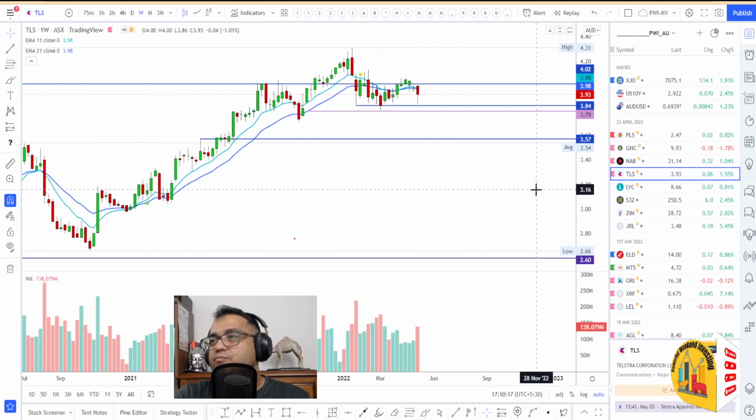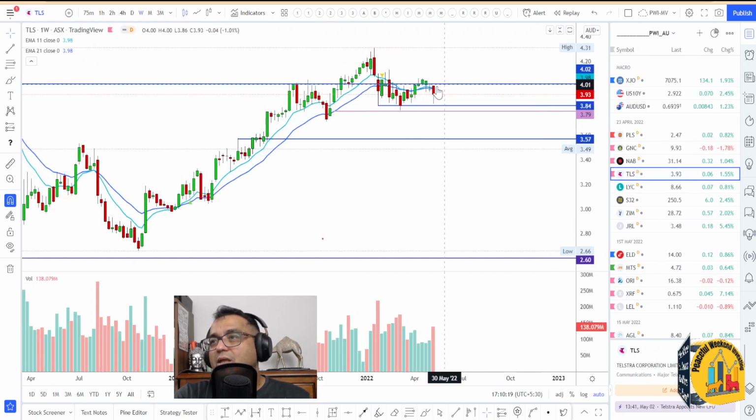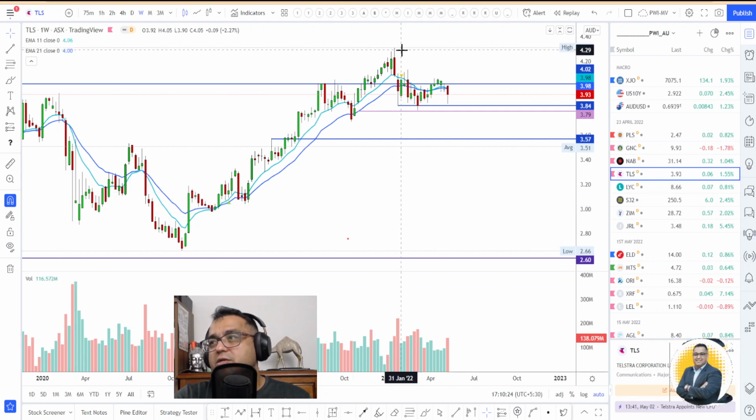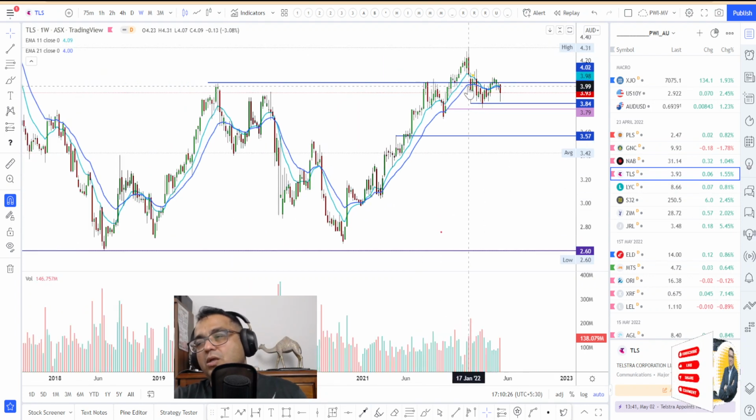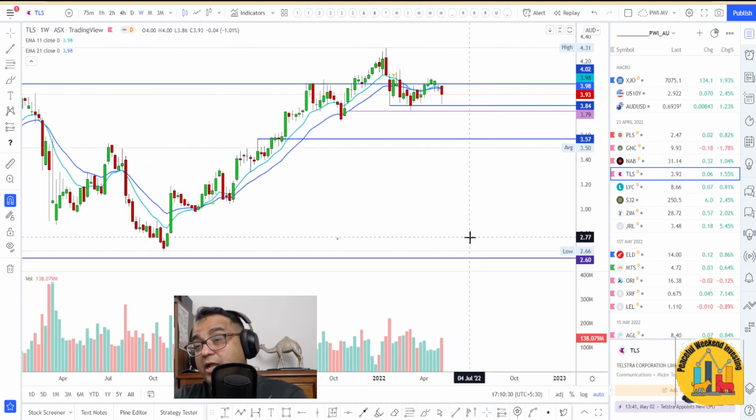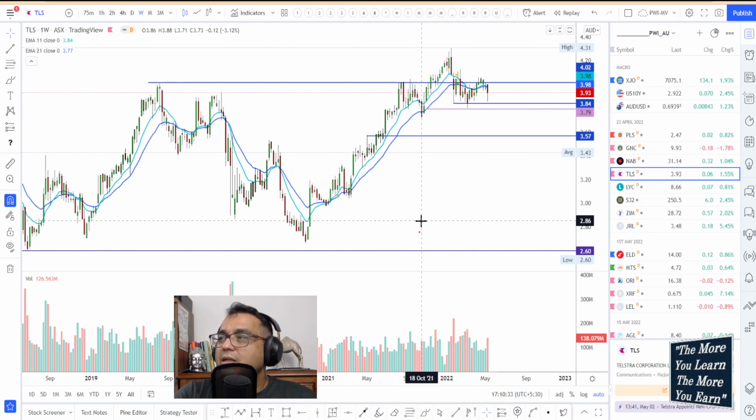TLS, Telstra, after this rally of $3 to $4, I'm waiting to see some strength. I think there was a buyback going on, so prices were holding up. Let's see.